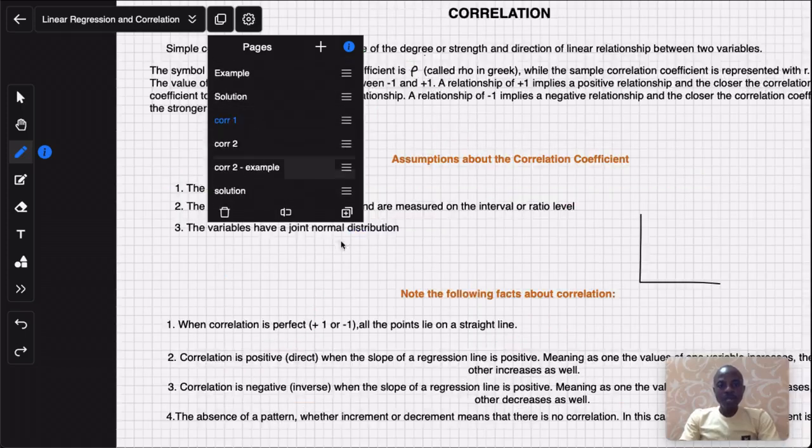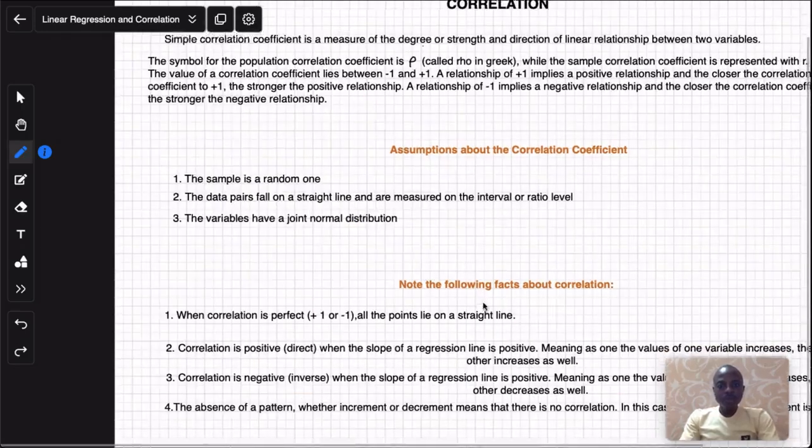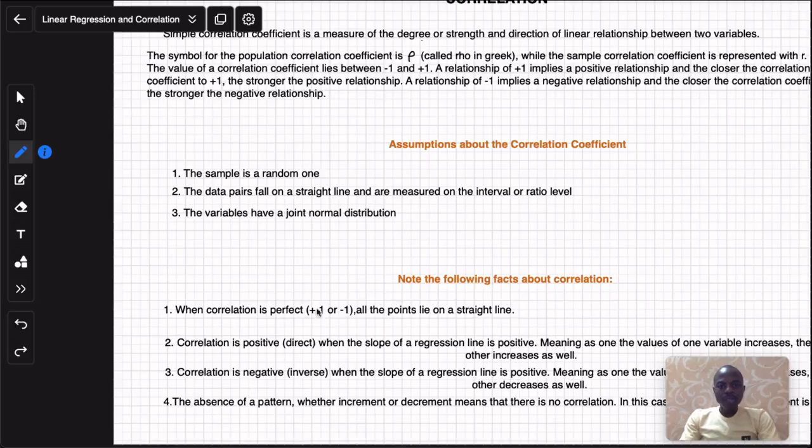Now, going back to our correlation, we are saying that when the correlation is perfect, +1 or -1, all the points lie on a straight line. That means there's no error, and that is what you obtain when you do y equals mx plus c. But when you do a regression, a random data, a data that was taken randomly from the population, you are not going to have a perfect line. You're not going to have a straight line, except you are correlating that variable with itself. So if you do correlation of x and x, definitely you should have a straight line.